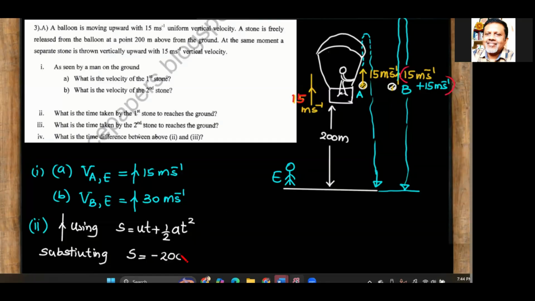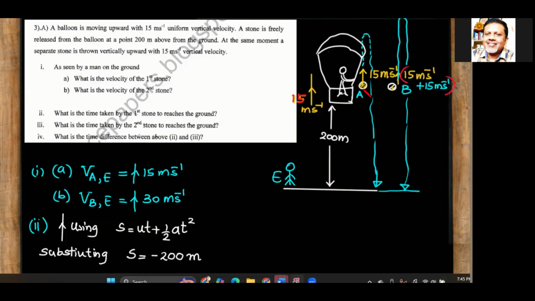Because in the direction we are using this equation, the upward direction, the total displacement after some time, simply t, should be 200 meters. So this is actually what I am going to do. I am going to use a single equation to find the total time. One can do it in this way also.